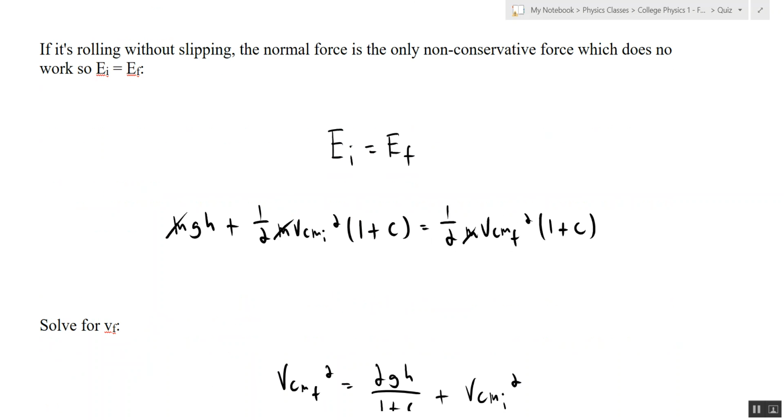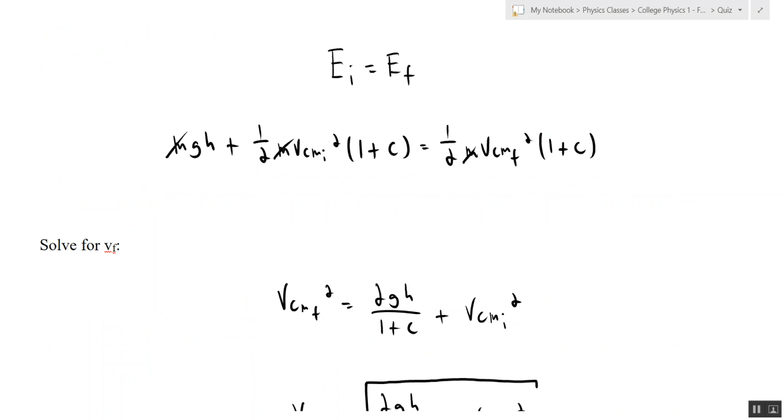The mass cancels out because there's mass everywhere. And then I just solve for V_CM final squared, as I did in the homework, and as I do here again. I multiply everything by 2 to get rid of the 1/2. That makes this 2GH. That gets rid of that 2. So the 2 is gone.